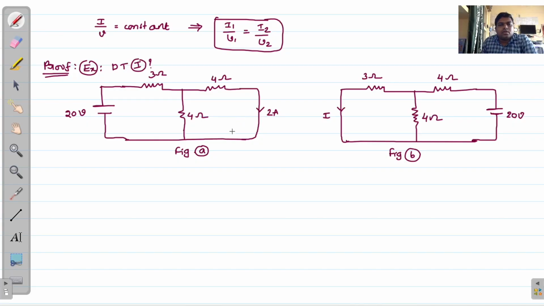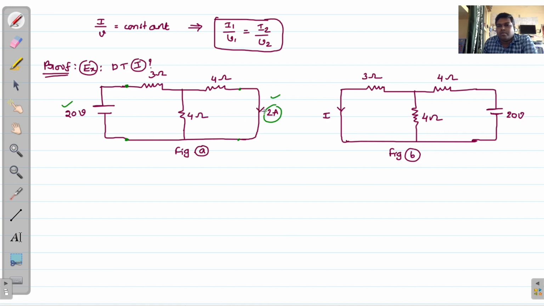So this is a proof for the reciprocity theorem. I will take one example. This is figure A. In this figure A, this is our excitation, that means input. Here I am considering voltage as input variable, and at this place we have a load. That load current is 2 amperes. So figure A will provide the voltage value at the input side and the current value at the output side. That is our reference information from figure A.